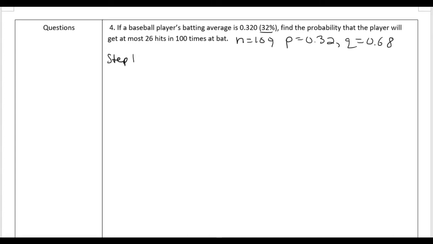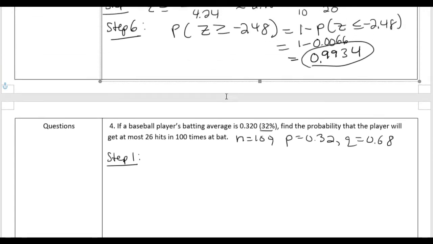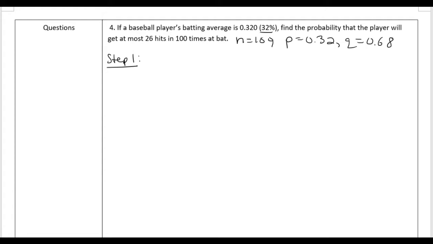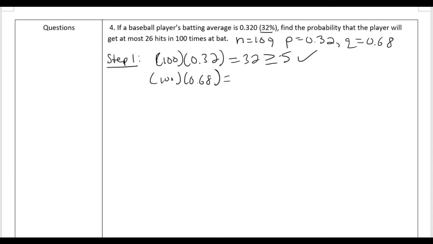All right, so step 1. Step 1 is to actually use the requirements. So we have to do 100 times 0.32, which is, let's calculate that. That's equal to 32, which is greater than or equal to 5. 100 times 0.68 is 68, which is greater than or equal to 5. So that checks out.